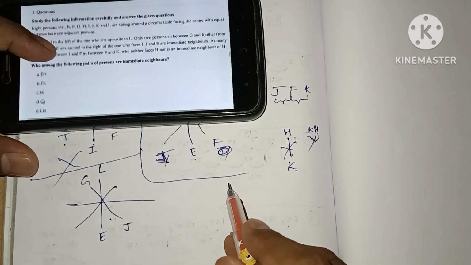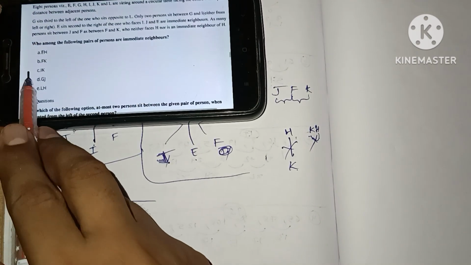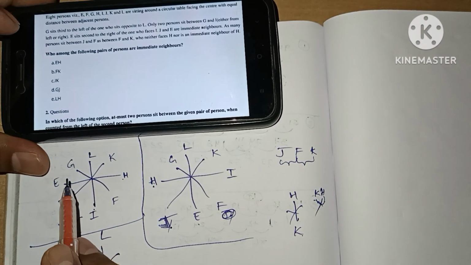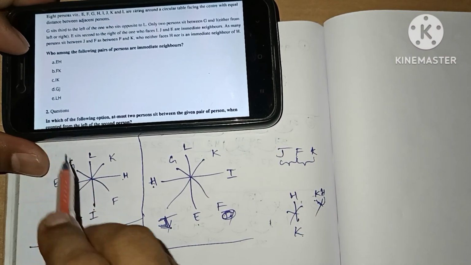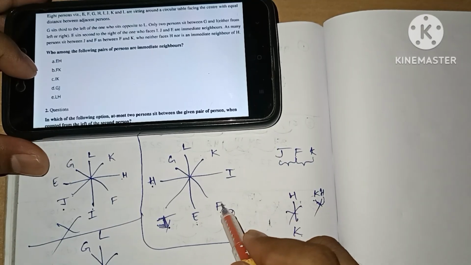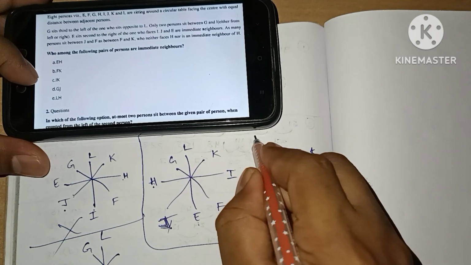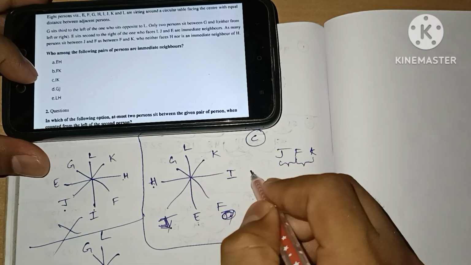Let's see the questions that are asked. Who among the following persons are immediate neighbors? E and H, no. F and K, no. I and K, yes. So option C is our answer.